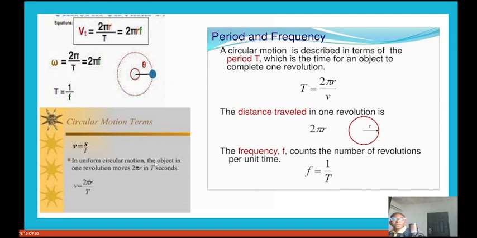So look at it, in uniform circular motion, the object in one revolution moves 2 pi r in T seconds. 2 pi r in T seconds. So a circular motion is described in terms of period T. Don't forget your T is equal to what? 2 pi r over v, and these are just different formulas to understand circular motion.